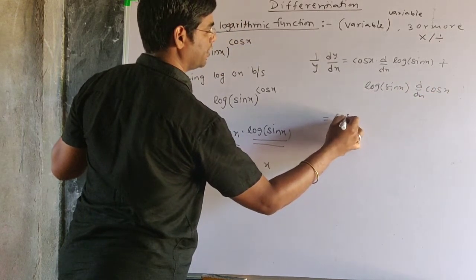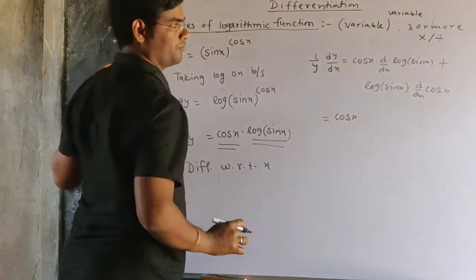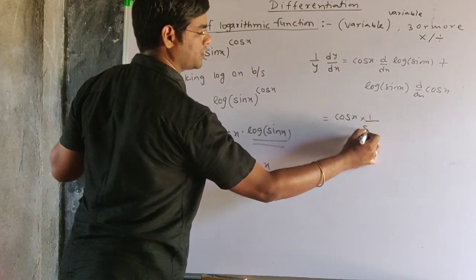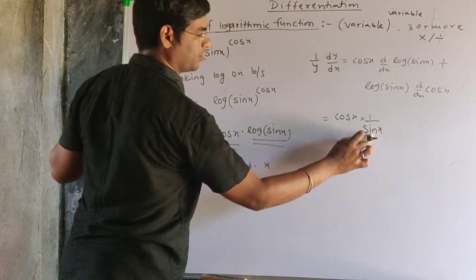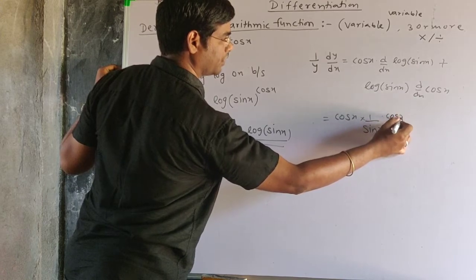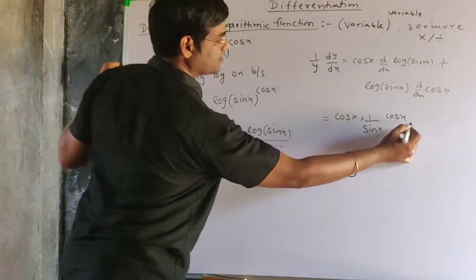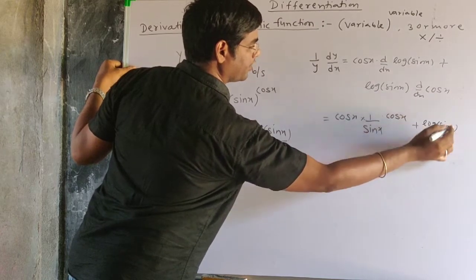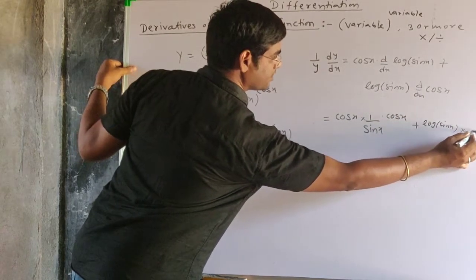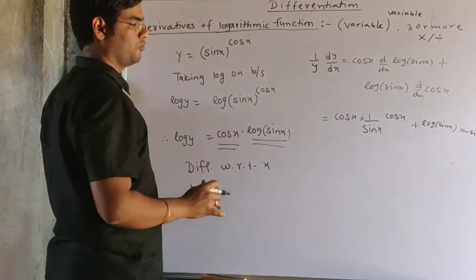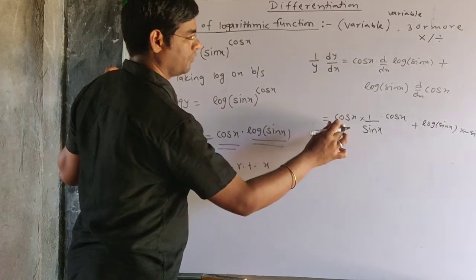So cos x times the derivative of log sin x. It is a composite function. We know that the derivative of log x is 1 upon x, but it is not x, therefore we again differentiate sin x. So you can skip one step. Derivative of sin x is what? Cos x. Plus log sin x, and the derivative of cos x we know is minus sin x. Derivative of cos x is what? Minus sin x. For this chapter the formulas should be completely perfect.